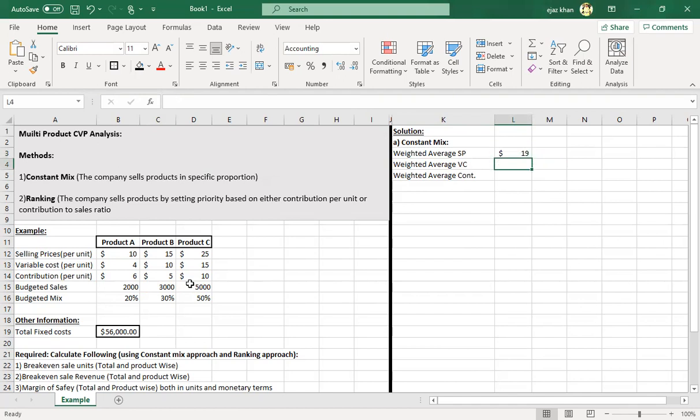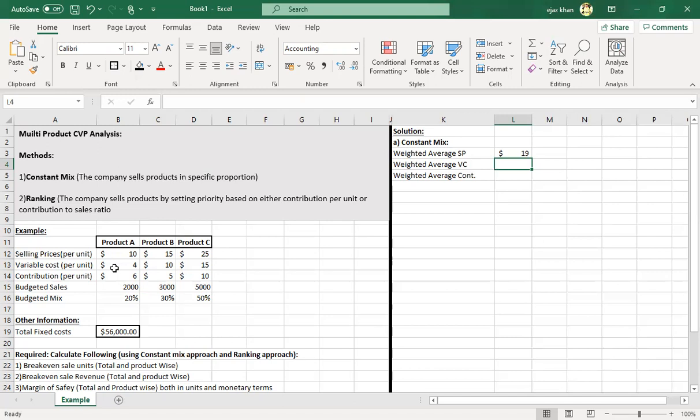Then we need to calculate the weighted average variable cost. For that, I want you to pause this video for a while, just repeat what we have done in case of selling price and find out the weighted average variable cost. And then unpause the video and look for the solution.